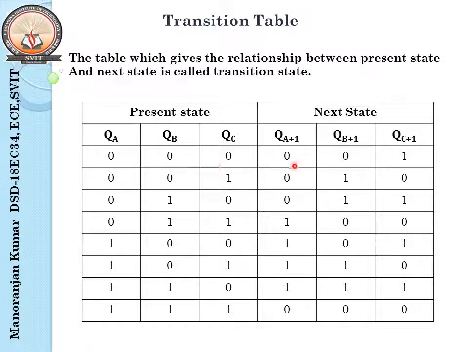When you are at 0, 1 is your next state. When you are at 1, 2 will be the next state. When you are at 4, 5 will be the next state. In the same manner, when you are at 6, 7 will be the next state. When you are at 7, 0 will be the next state.